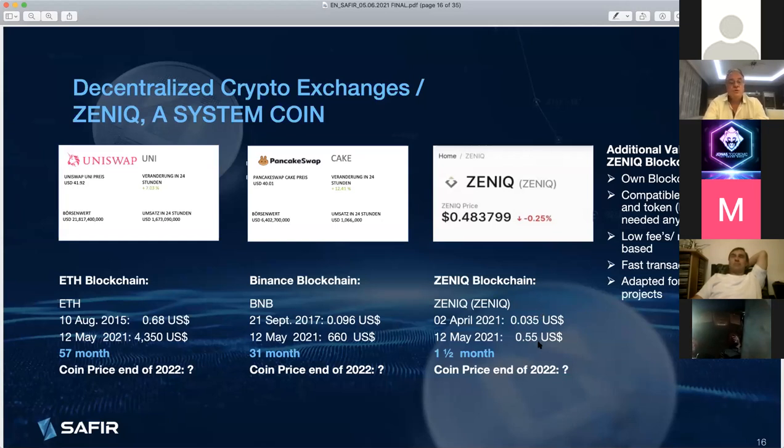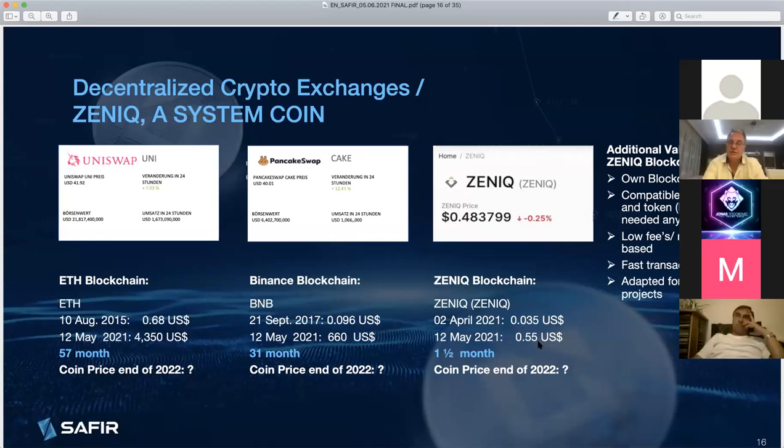Now, what will the price be in the next coming 3, 4, 5, 6 years? This is the question. Not what the price will be tomorrow, next week, or next month. The next coming 4, 5, 6 years. Then you can compare this with the real cryptocurrencies out there on the market, which are equal to ZENIQ as platform tokens.